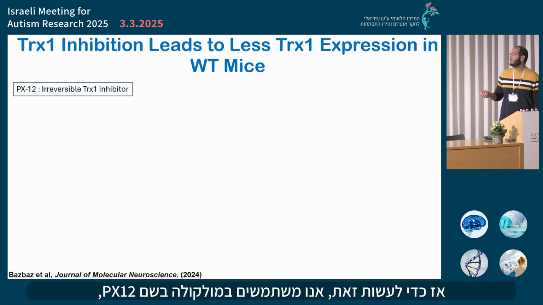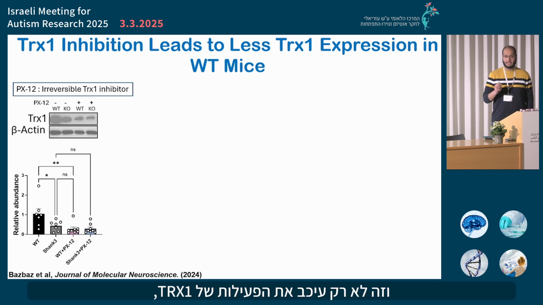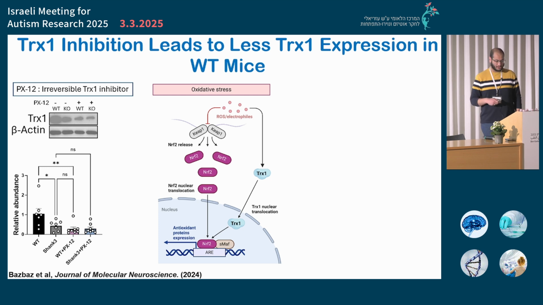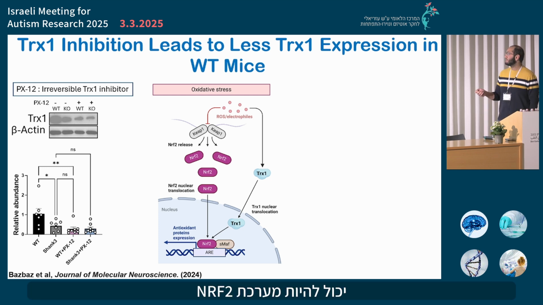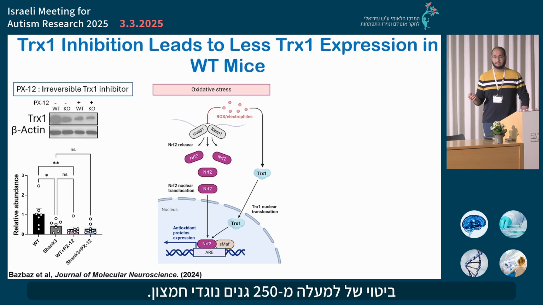So to do this, we used a molecule called PX12, an irreversible inhibitor, and it didn't only inhibit the activity of TRX1, it also reduced its expression. One suggested mechanism for this can be the NRF2 system. NRF2 is the master regulator of antioxidants in the brain. It's responsible for the expression of over 250 antioxidant genes.